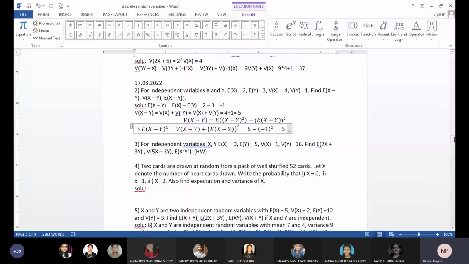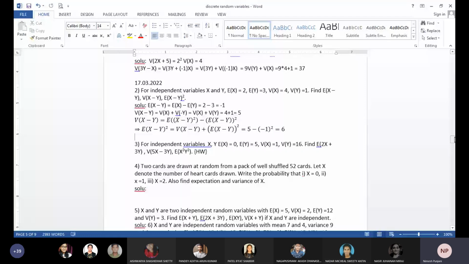Okay. Is this fine? Sir, you have written 5 minus 1 square. There will be plus. Plus. यहाँ पे mistake से minus. Okay. Plus.